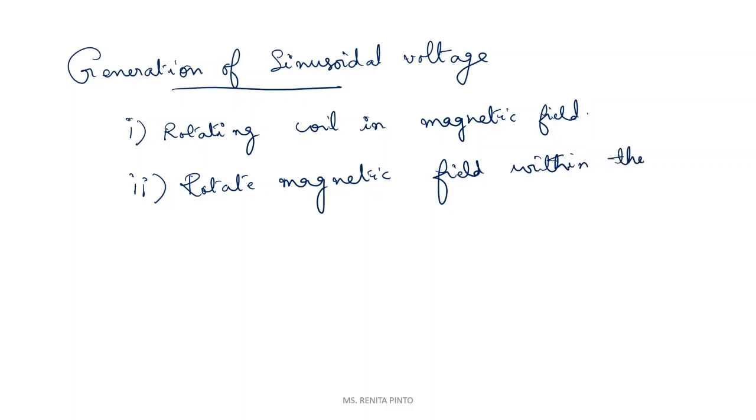So here today, to find out the equation of alternating EMF, we'll be making use of one of the methods. What we will be doing to find out the equation of alternating EMF is, we will be rotating the coil in the uniform magnetic field. So let us see how to derive the equation of alternating EMF.